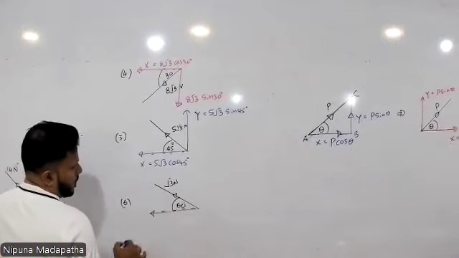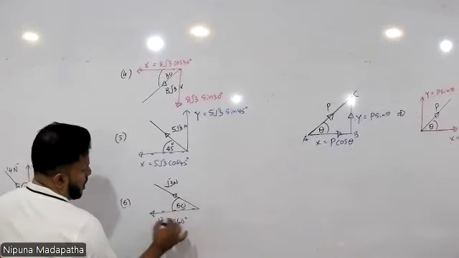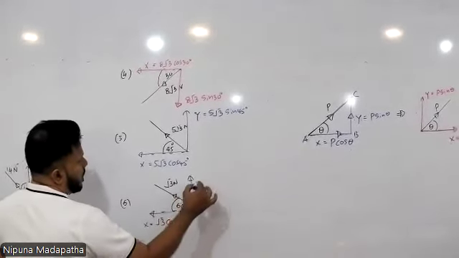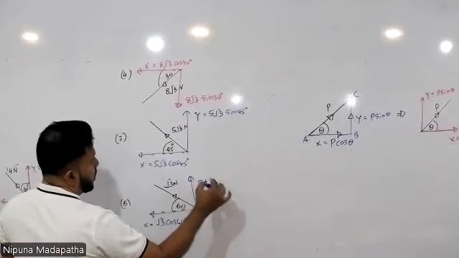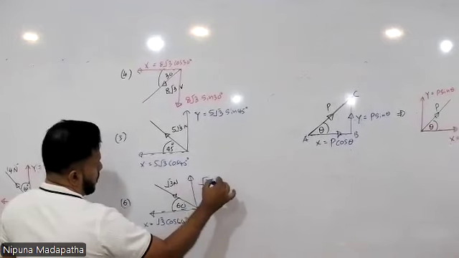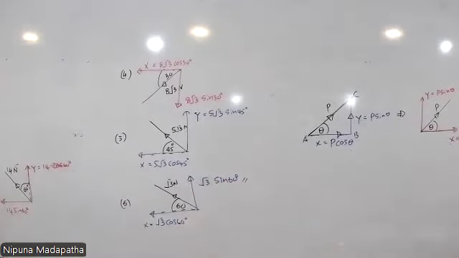Final one. Root 3 cos 60 is the x component. The y component is 5 root 3, root 3 sin 60.